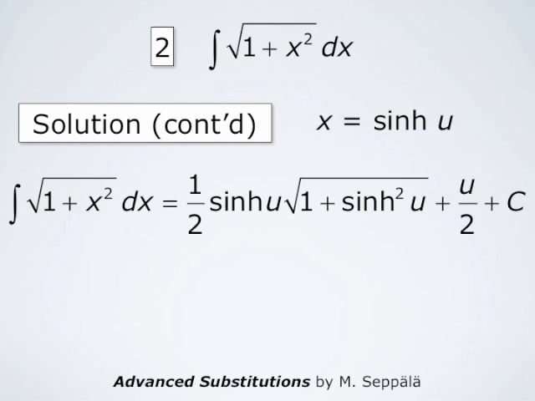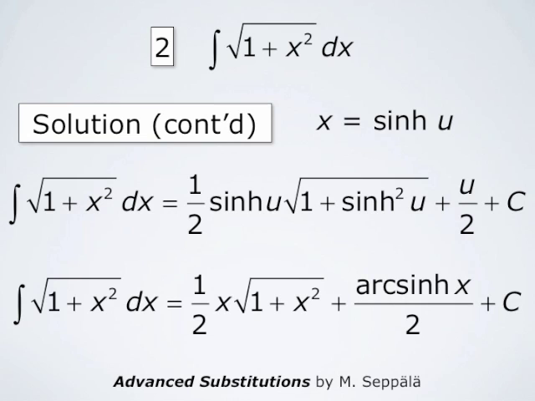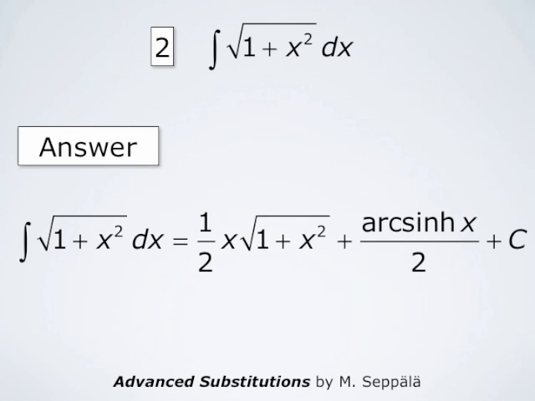And in this formula, we may now return back to the original variable easily because hyperbolic sine of u is x. And of course, u is hyperbolic arc sine of x. So we get that the integral of square root of 1 plus x squared dx is 1/2 x square root 1 plus x squared plus hyperbolic arc sine of x divided by 2 plus constant of integration. And this is now our final answer.